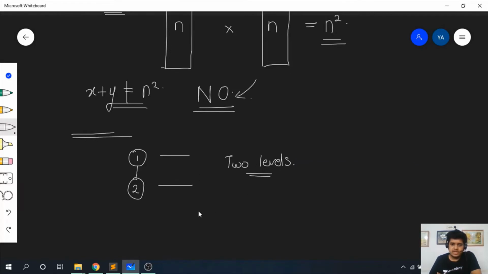Because if the tree has n nodes, say we can have something like this: 1, 2, 3, and up to n. So this is also a valid tree, that we have n nodes and we still have two levels. Now, having two levels, let us try and calculate the number of odd distant pairs in this tree.